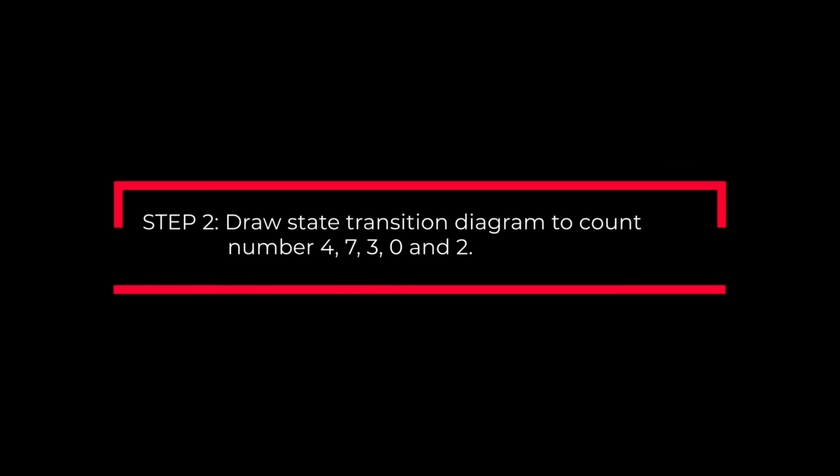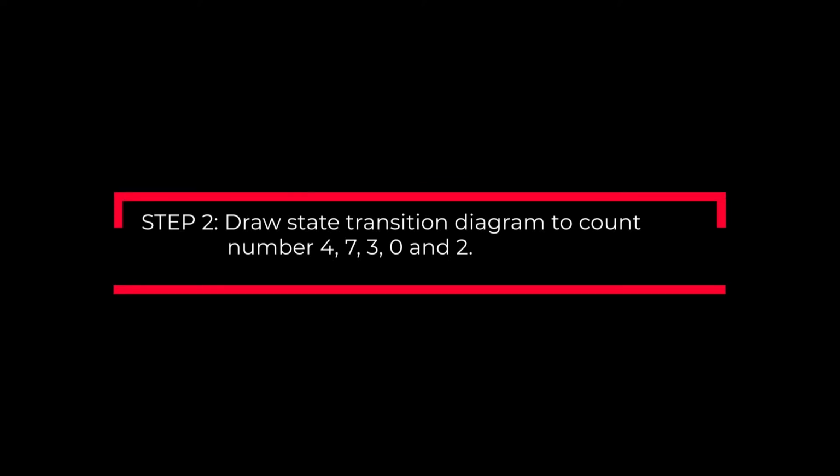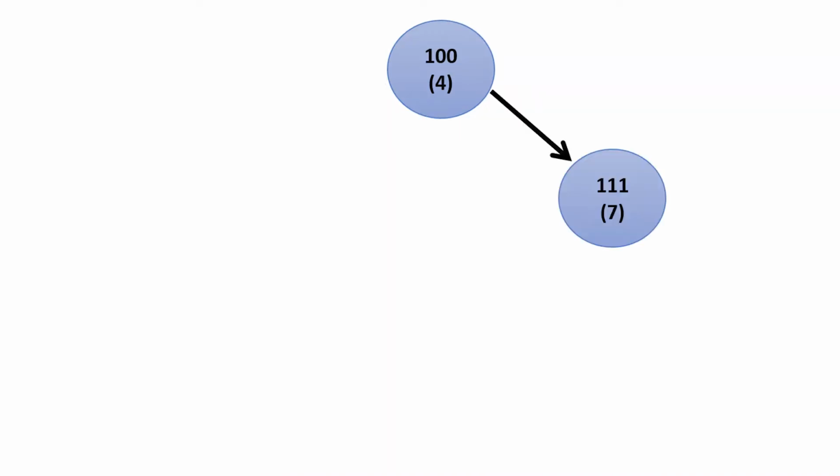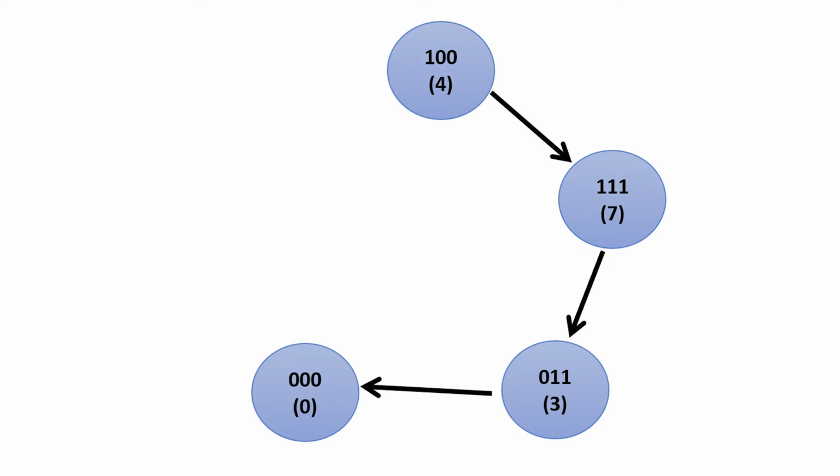Now, we go for the second step. Draw the state diagram. First, we know 5 sequence numbers start with number 4, number 7, number 3, number 0 and number 2. Draw 5 circles and write these numbers in binary form with 3 bits as found in step 1. Next, create arrows starting from number 4 until all the circles are connected.